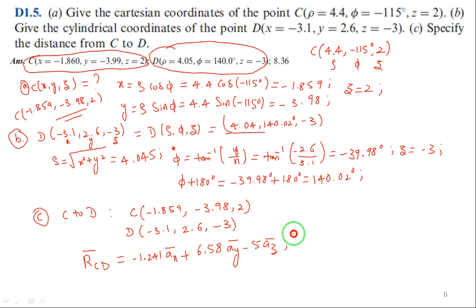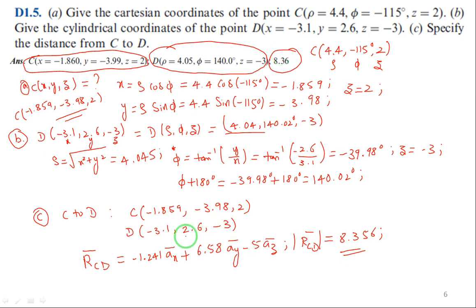Then find out the magnitude, that will give the distance between C to D, the magnitude of RCD. Yes, under root of 1.241 square plus 6.58 square plus 5 square, that is 25. So it turns out to be 8.356. Yes, this is the distance. Just verify, it is 8.36 they have given, right?